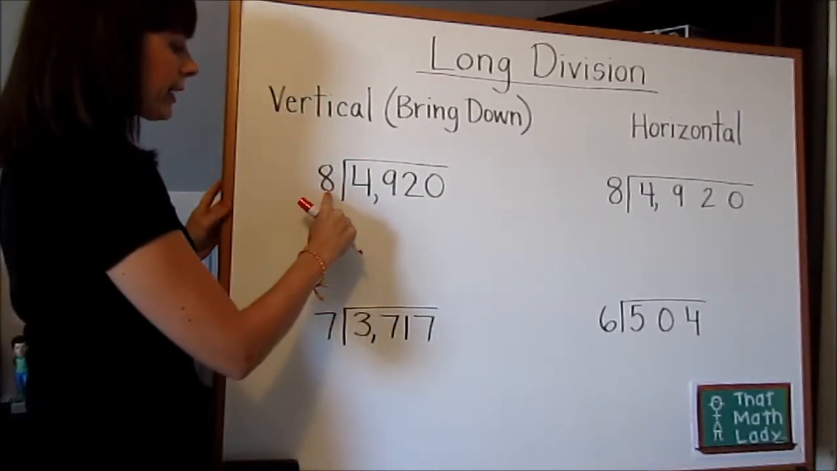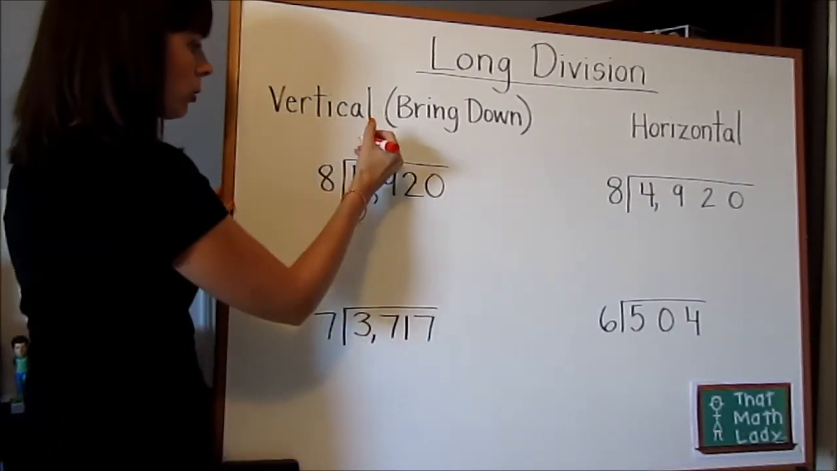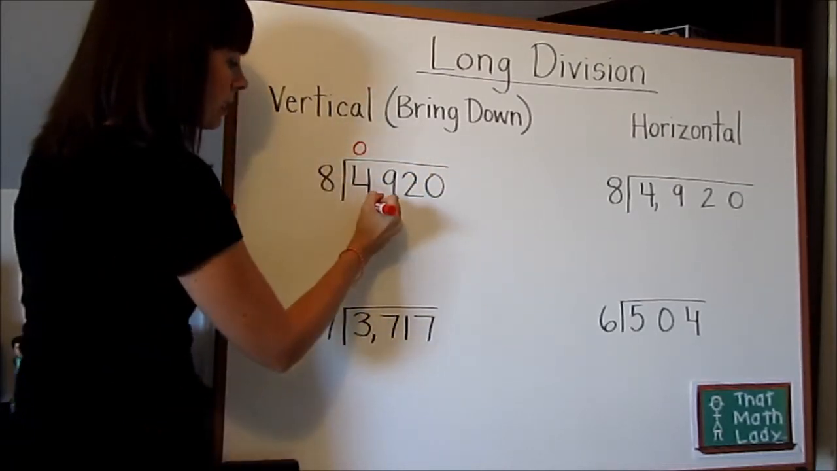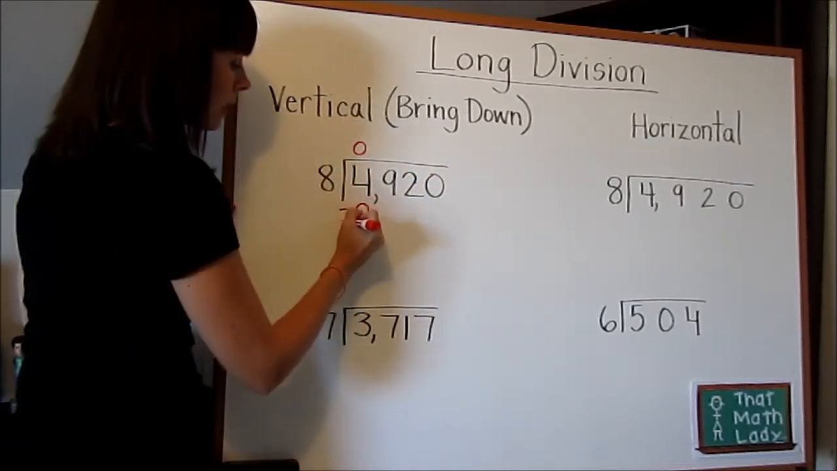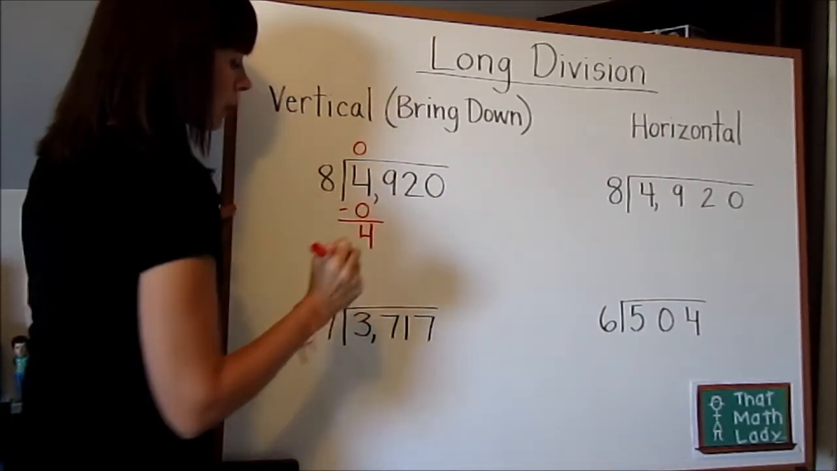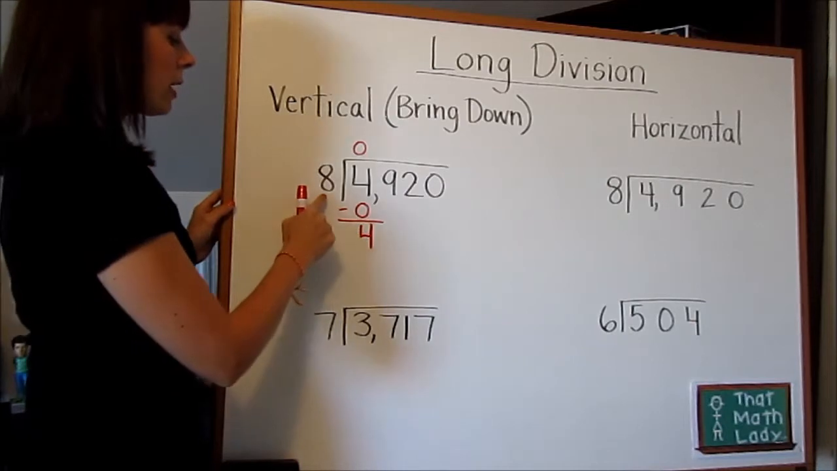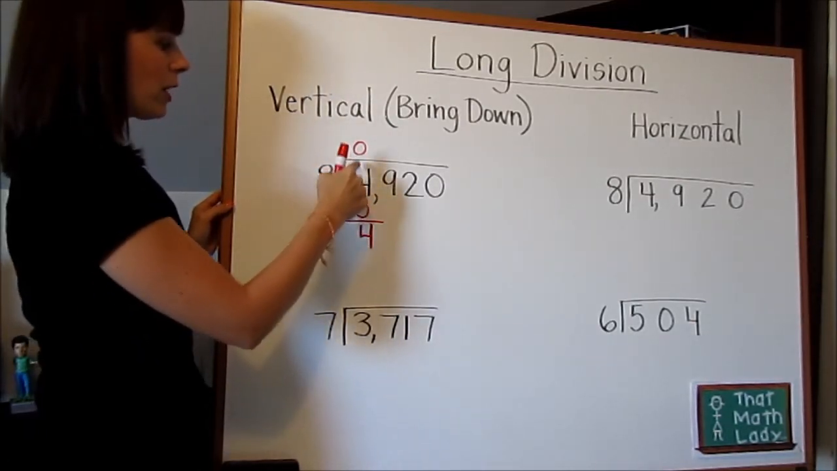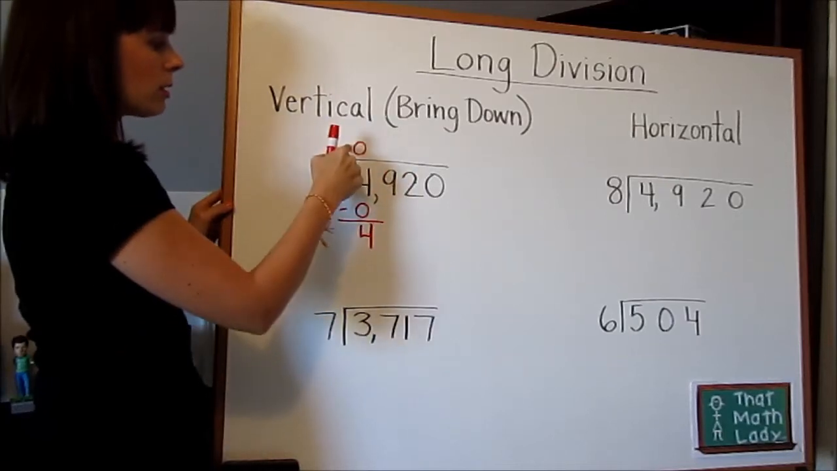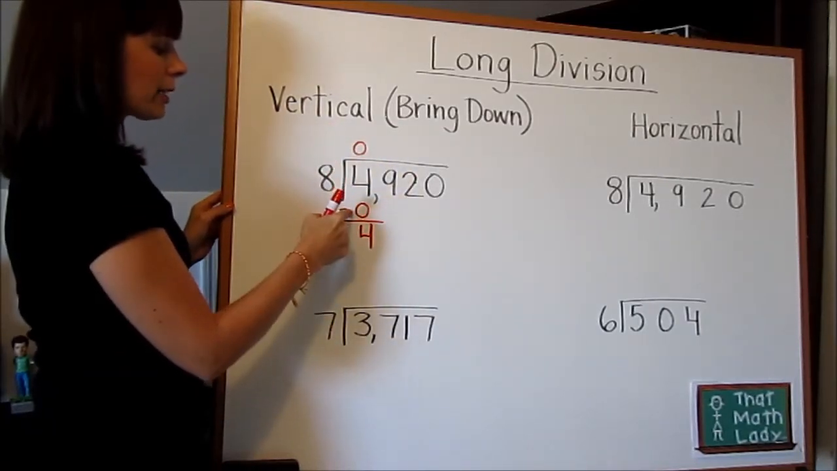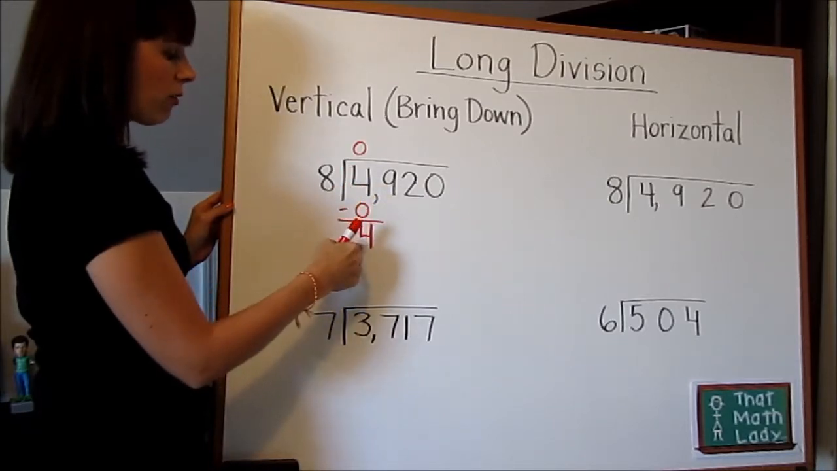And I'm going to divide 8 into 4, and 8 doesn't go into 4, so I put a 0 up here. 0 times 8 is 0, and then I subtract. 4 minus 0 is 4. Okay, I'm going to do that one more time. 8 divided into 4, well, 8 doesn't go into 4, so 8 divided into 4 is 0 times. 0 times 8 is 0, and then I'm going to subtract this. 4 minus 0 is 4.